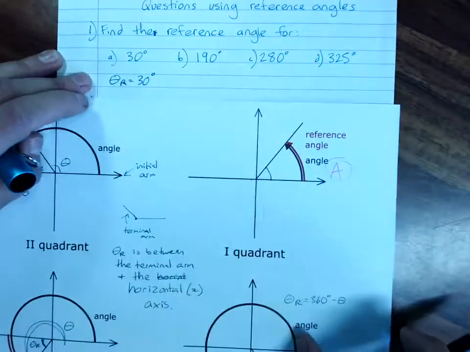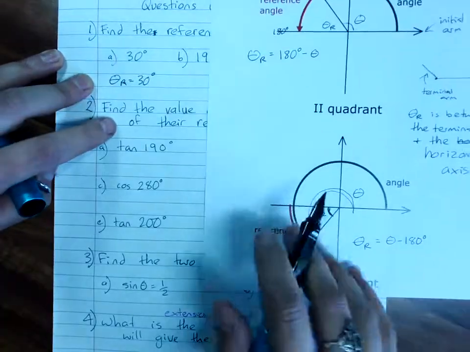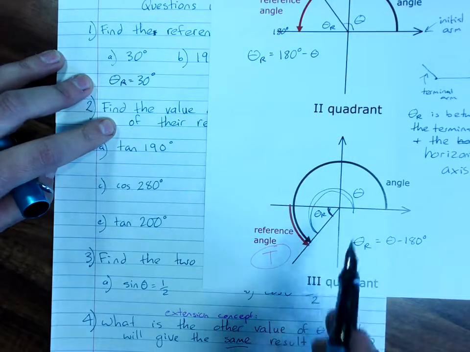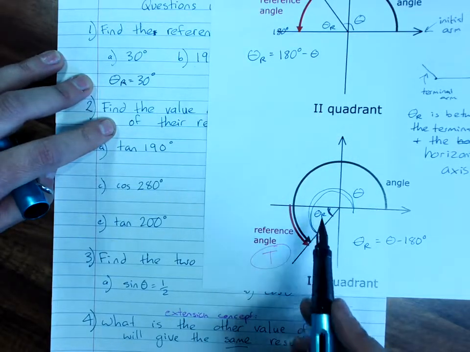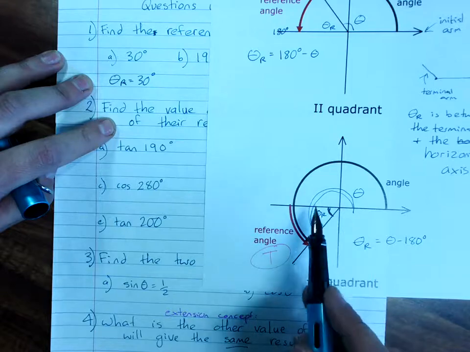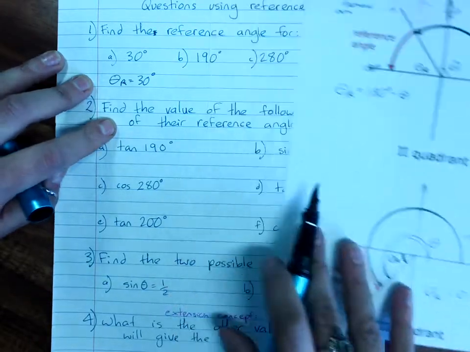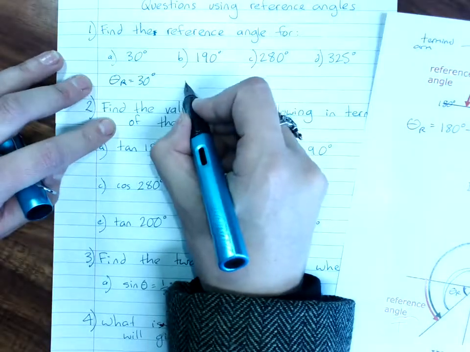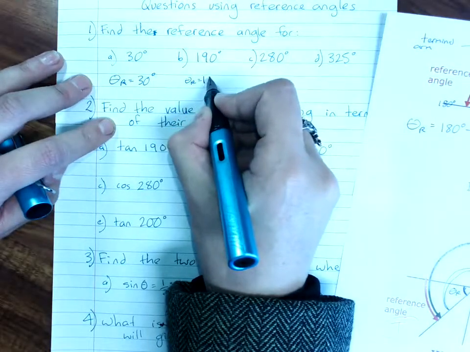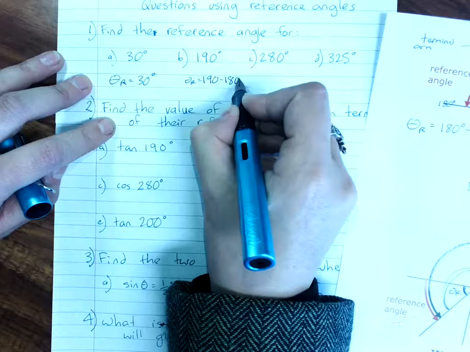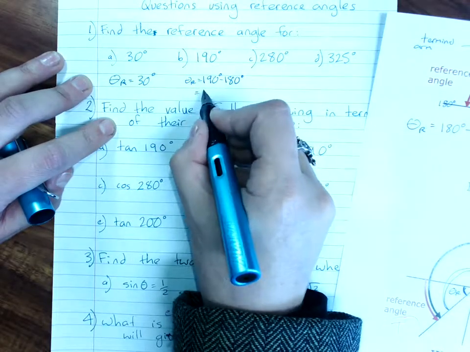190 degrees. Third quadrant. The reference angle is the angle that you've been given, take away 180, so just this bit here. Reference angle, 190 minus 180, 10 degrees.